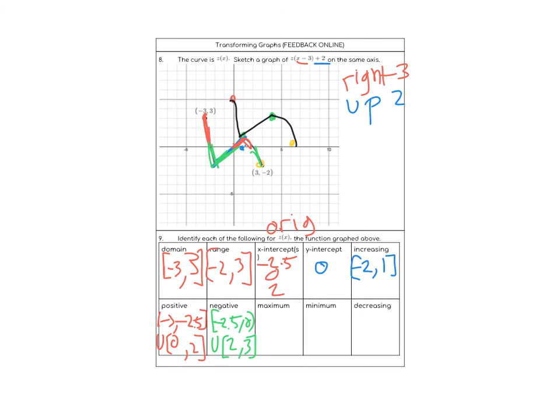We've got a maximum at y equals 3. And a minimum, we've got 2 minima at y equals negative 2. And finally, we are decreasing for this segment and this segment. So that's going from negative 3 to negative 2. And also from 2 to positive 3.